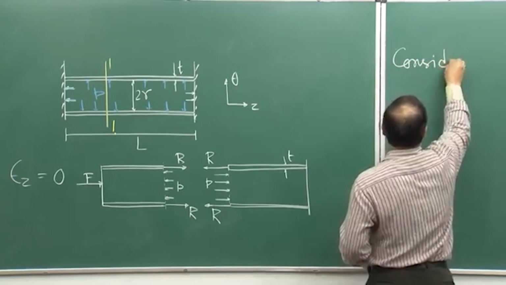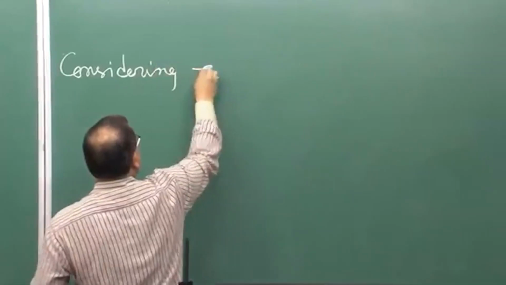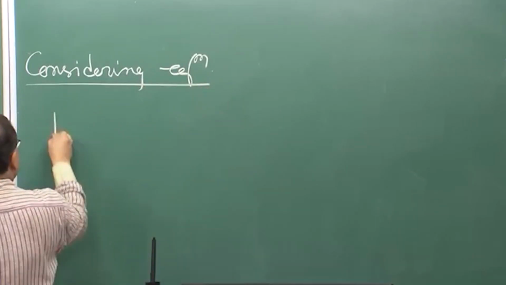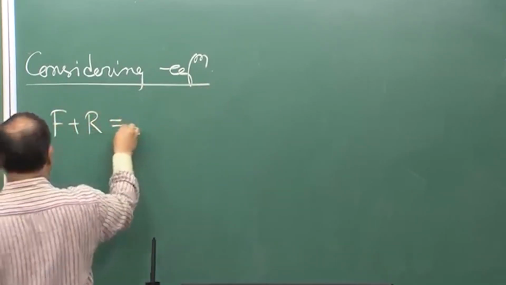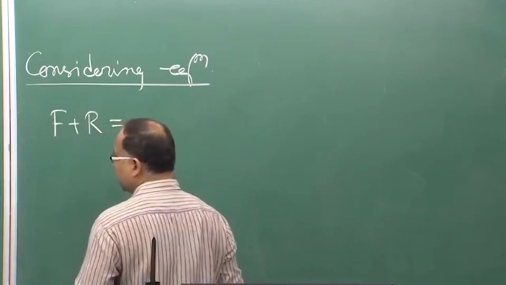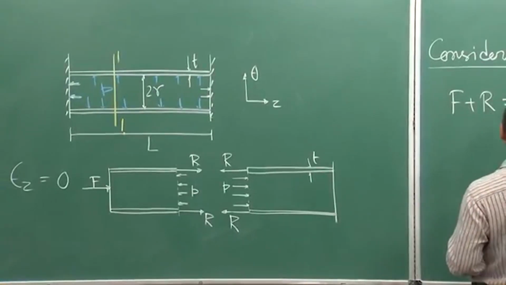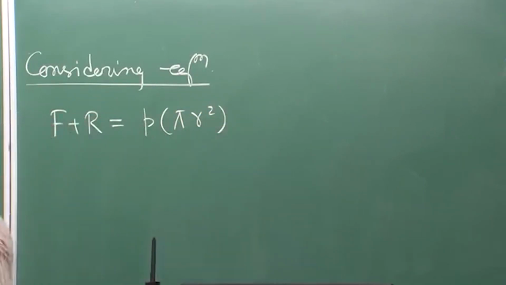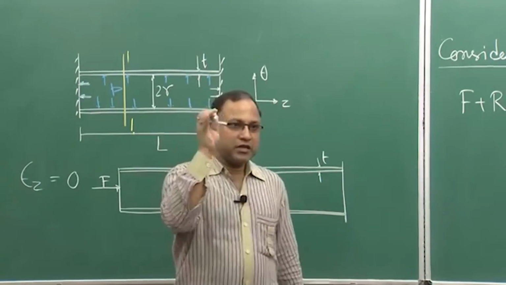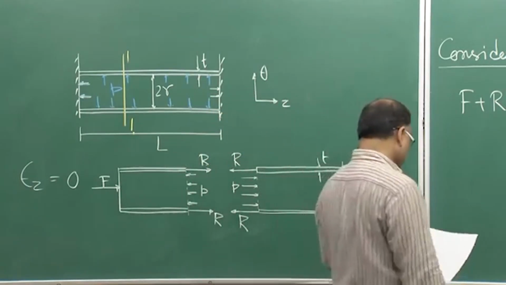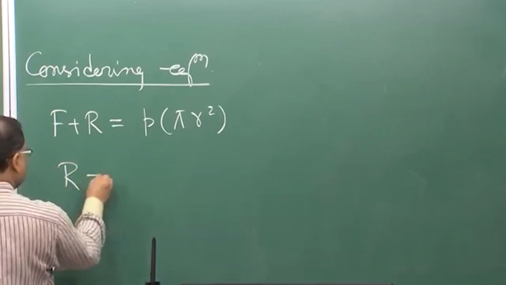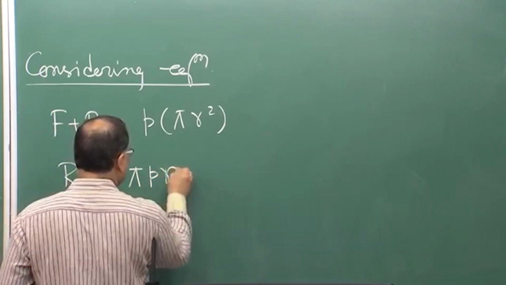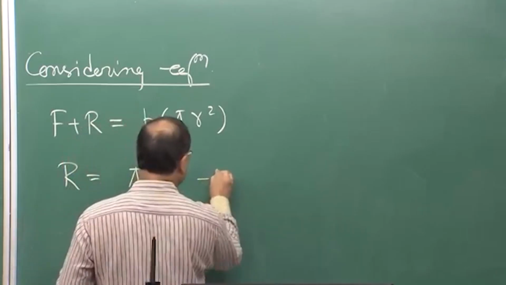Now if I consider this left hand side part, then I can consider the equilibrium. Considering equilibrium, I can write F plus R, both in the same direction, positive z direction, is equal to P into pi r square. Pi r square is nothing but the cross section area on which the internal pressure is acting. So, from this I can simply get R equal to pi P r square minus F.